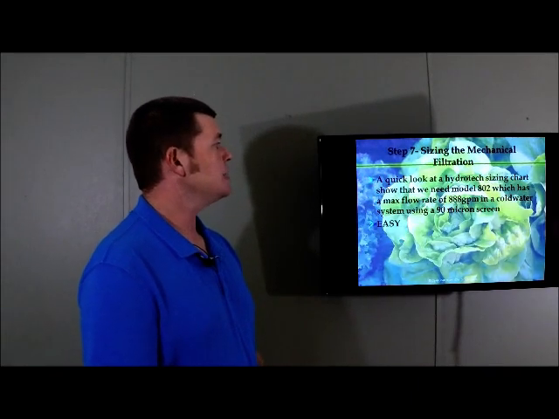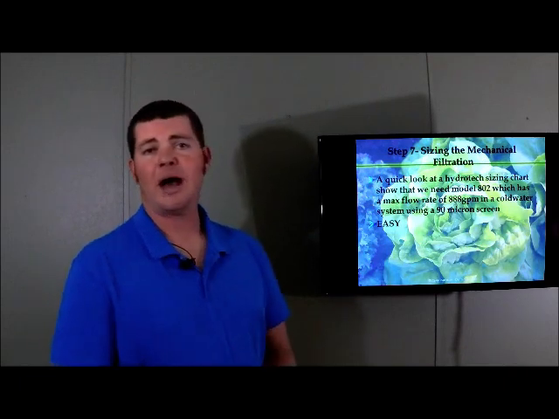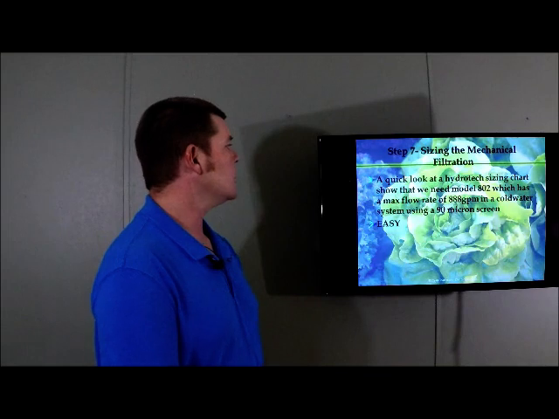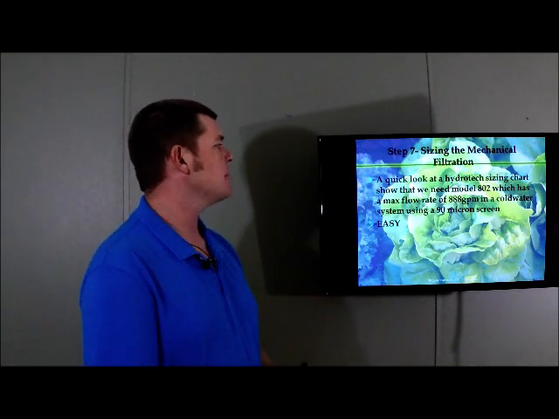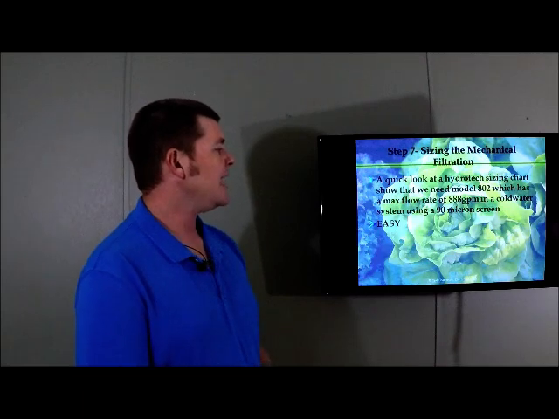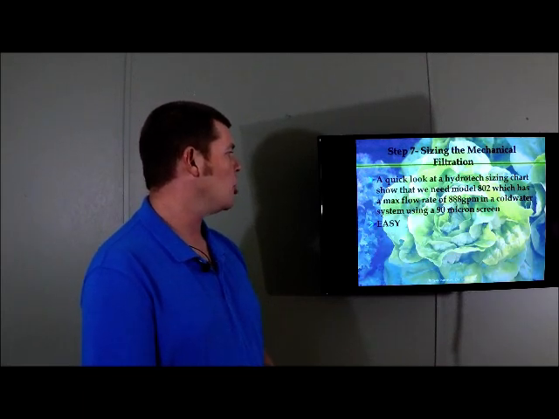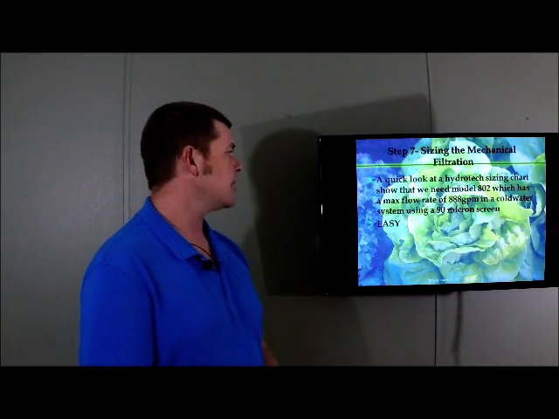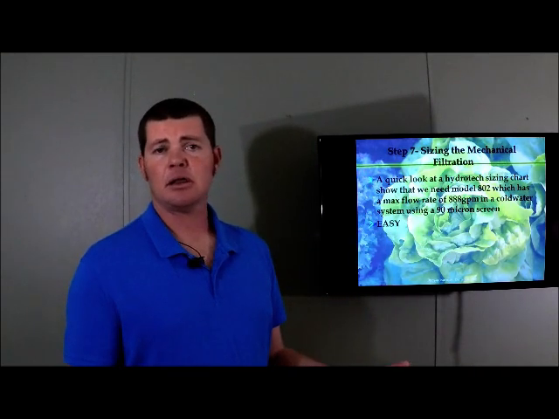A quick look at the Hydrotech sizing charts. If you Google Hydrotech drum filters and look at their sizing chart, just a quick look shows you that we need their Hydrotech model 802, which has a max flow rate of 888 gallons per minute in a cold water recirculating aquaculture system using a 90 micron screen. So they have already done a lot of the work for you.